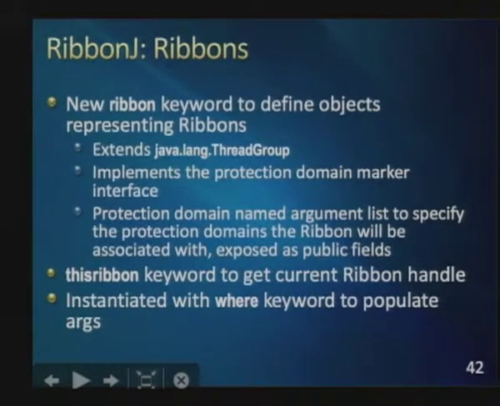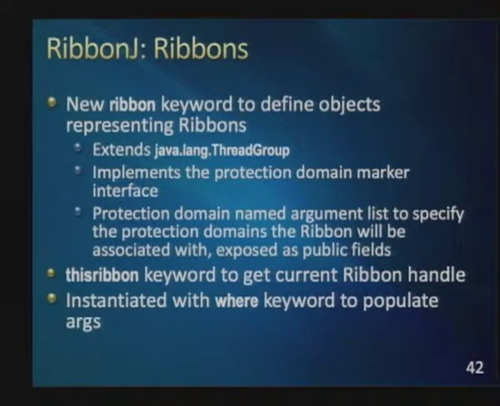So how do we model ribbons in this language now? A ribbon is an extension of the thread group class. A thread group, just like it says, is a named collection of threads. You can stop, start, and deal with the threads as a group, and give them a name. A ribbon also acts as its own protection domain. So implicitly, it has its own little private area for any ribbon local data.